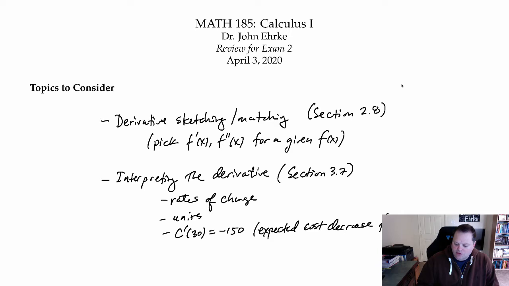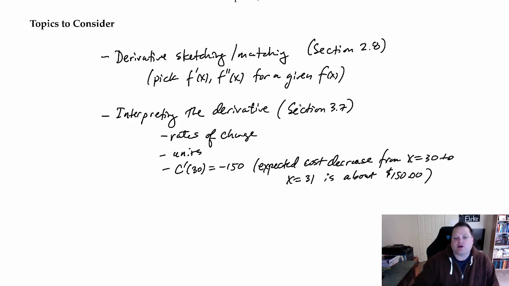Well, that means the expected cost decrease from x equal 30 to x equal 31 is about $150. Right, so things like that. Things that are word problem associated, derivative kinds of problems dealing with rates of change in units.